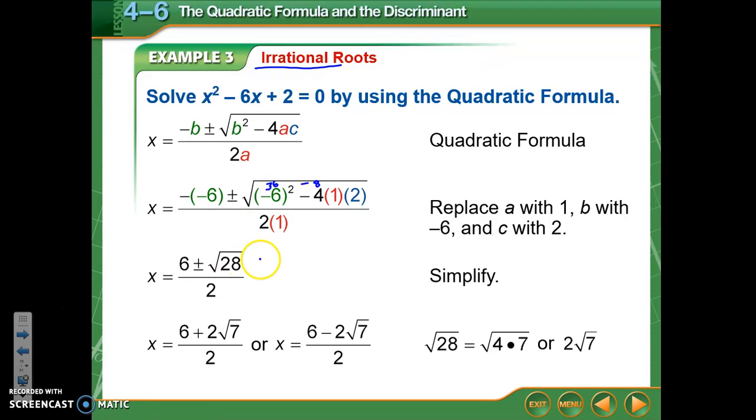The square root of 28 is not a perfect square, but I can simplify it a little bit. The square root of 28 is the square root of 4 times the square root of 7, so that gives me 2 times the square root of 7. And you can see that they wrote that here. It's 6 plus 2 square root of 7 over 2, or 6 minus 2 square root of 7 over 2. So if we wanted to leave it in exact radical form, we would leave it like this.